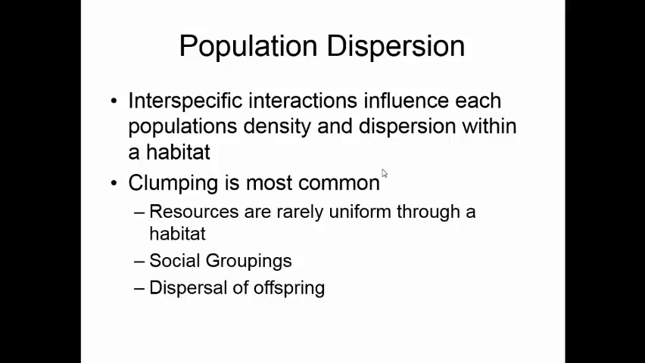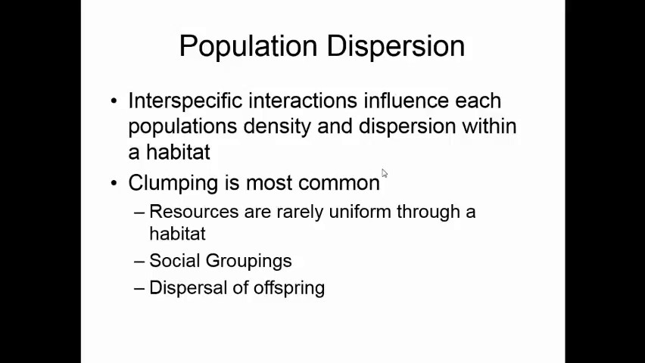With population dispersion, interspecific interactions influence each population's density and dispersion within a habitat. So how they interact within that species. Clumping is the most common for animals. Resources are rarely uniform through a habitat, so you get clumping of organisms around those resources, like watering holes, things like that. You've got social groups, so with families, that'll start causing clumping, families and herds and things like that.